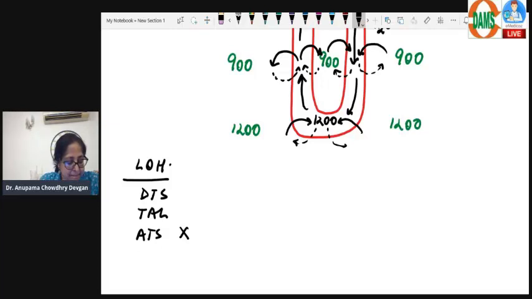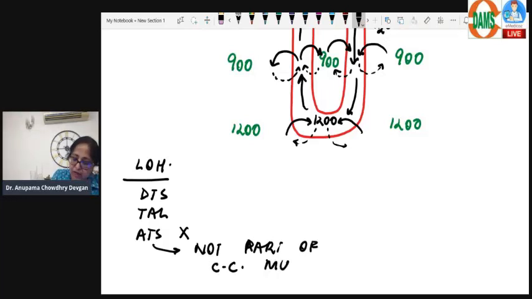Everybody's okay? Alive? Okay. ATS cross इसलिए है क्योंकि it is not a part of the countercurrent multiplier. It is not a part of the countercurrent multiplier.